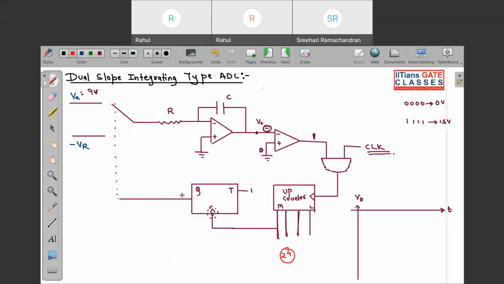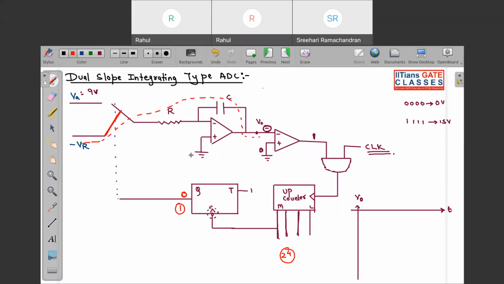Initially this was 0. When this is 0, VA is connected to this ideal integrator. The moment you get this negative edge, this output will become 1, and at that very instant this switch will be connected to minus Vr. And the moment this gets connected to minus Vr, you can see this capacitor will start to discharge from this path.